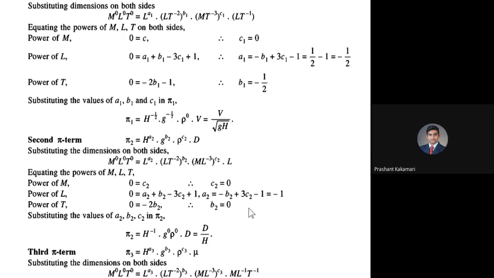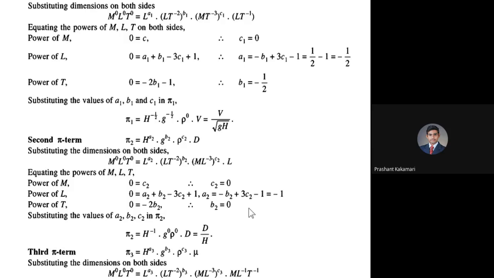Next, on the LHS with respect to mass m raised to naught, we have power 0. I'll equate that power 0 to the right-hand side with respect to m, where we have C1. So I can write C1 equal to 0 with respect to powers of mass m. Next I'll take L. With respect to powers of L, on the left-hand side we always have 0.